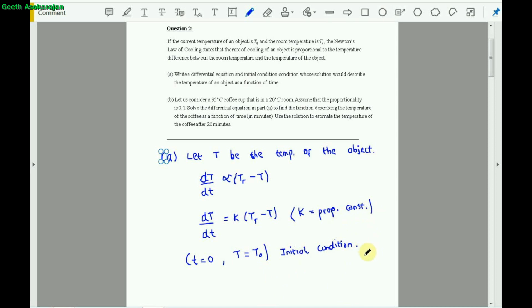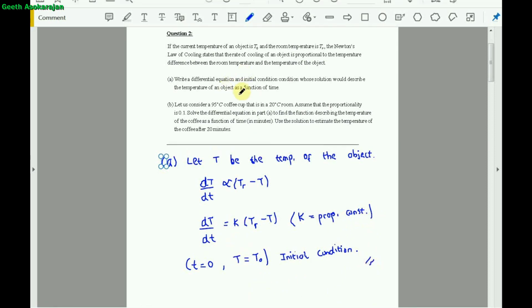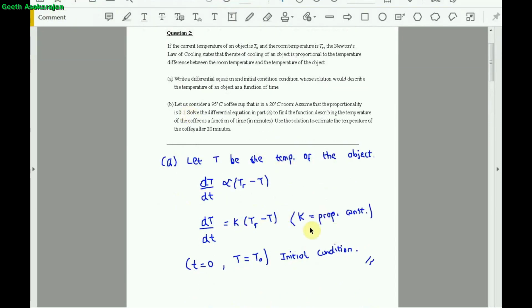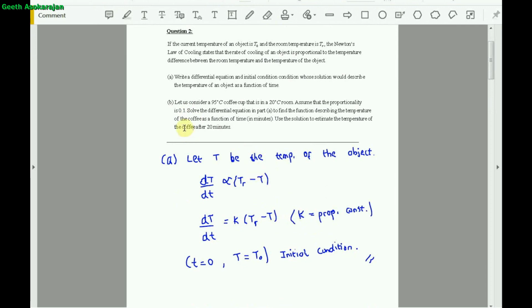So that completes part A of this problem, and let's have a look at part B. So for part B, let's have a read. So let us consider a 95 degree C coffee cup that is in a 20 degree C room, and we need to assume that the proportionality constant is 0.1. Solve the differential equation in part A.